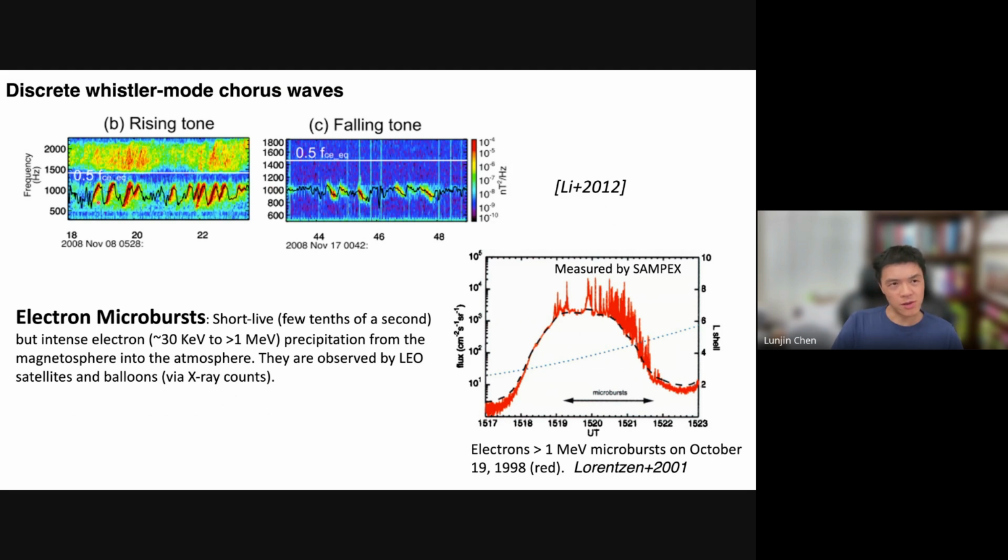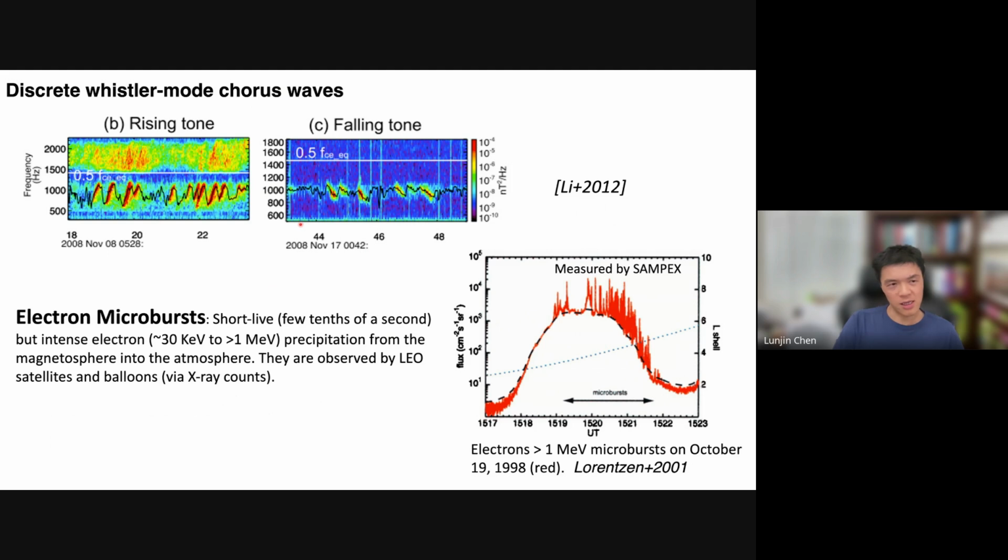And as you can see, those elements have a short time duration. It's about a fraction of a second. And the frequency can rise from 0.1 all the way to 0.5 electron gyrofrequency. So those are typical features of chorus waves. And then you can see the chorus element does not come alone as one. They always come as a group. So you see there's a bunch of chorus wave elements here and another group here.